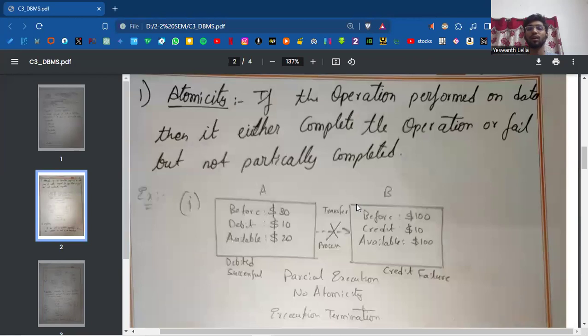Atomicity. If an operation is performed on the data, then it either completes the operation or fails, but not partially completed. It means if the process is started, it must end completely or fail completely. We cannot stop the process in the middle. Let's look at the example given below.